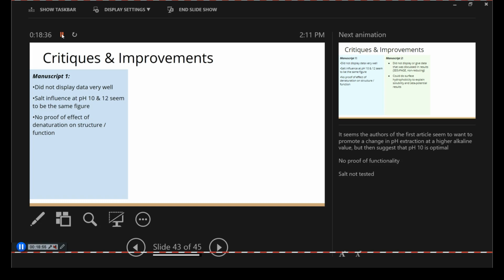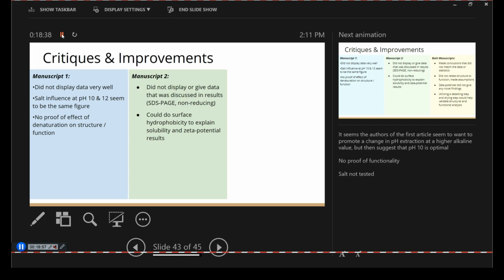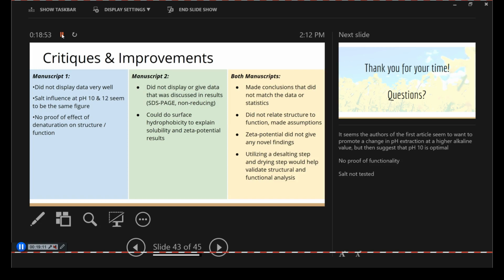on structure and function. For the second manuscript, in the discussion, they talked a lot about results that they did not report or display, and they could have done surface hydrophobicity to help their assumptions about their solubility and zeta potential data. Both of the manuscripts made conclusions that did not match their statistics or data shown, and they did not relate structure to function. They made a lot of assumptions about what was happening, and the zeta potential did not give any novel findings.